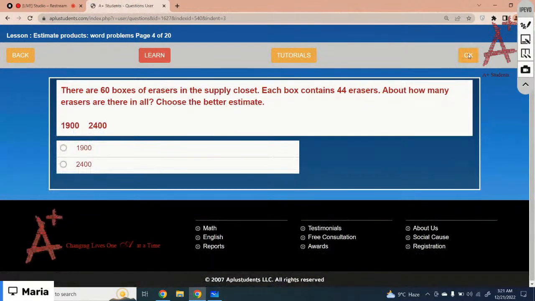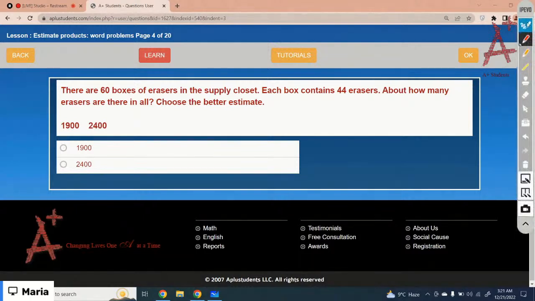The next one is there are 60 boxes of razors in the supply closet. Each box contains 44 razors. How many razors are there in all? So you have to multiply the numbers. They are 60 times 44.